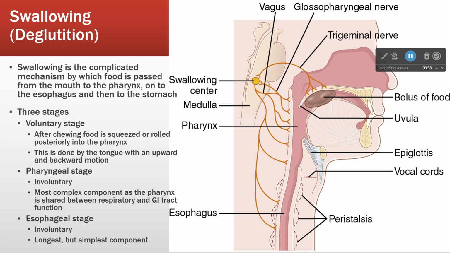The pharyngeal stage takes over. It's involuntary, and it's the most complex. I have a whole other slide on it. And then we get to the esophageal stage, which is quite simple because it's really just peristalsis. It's involuntary, but it's also the longest, in other words, the longest in time and the longest in distance. Okay, so this takes the longest, but the pharyngeal stage is the most complex.